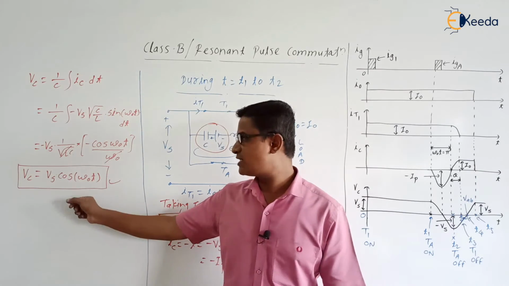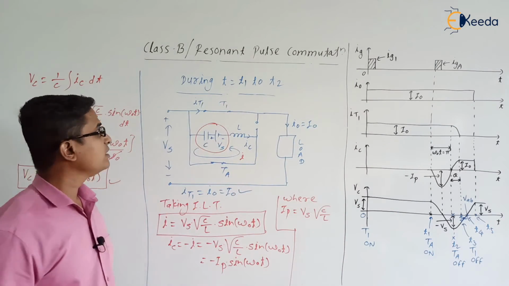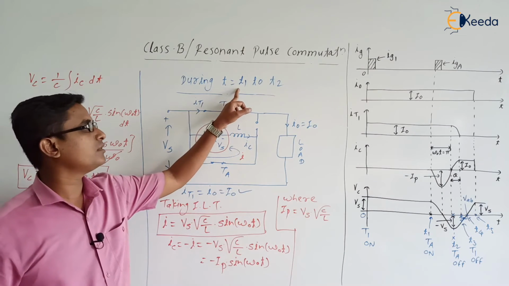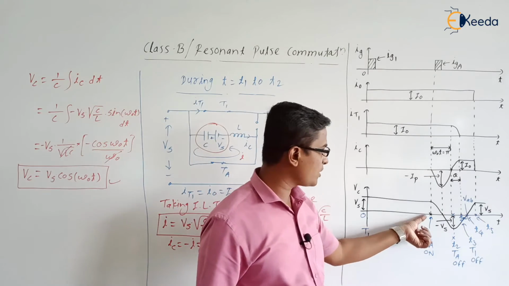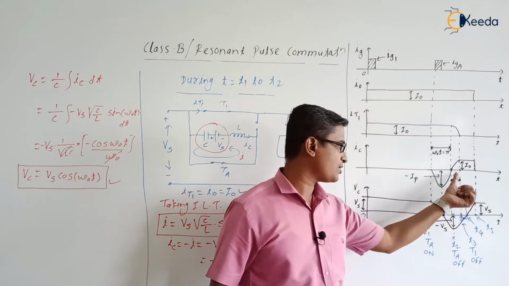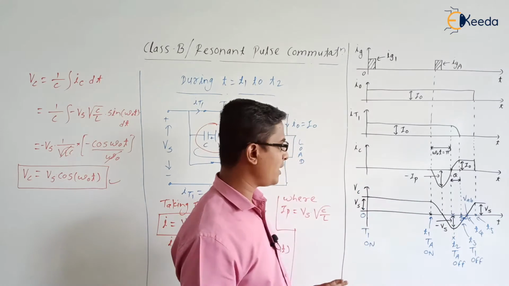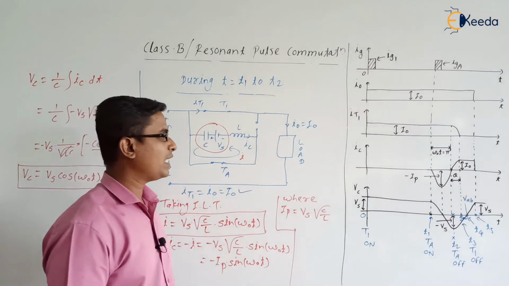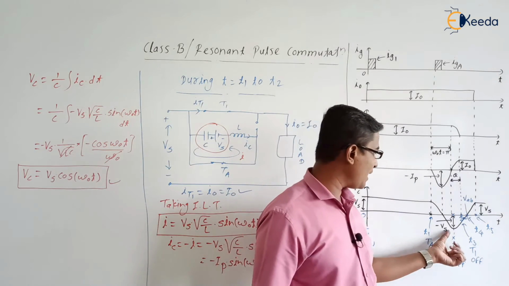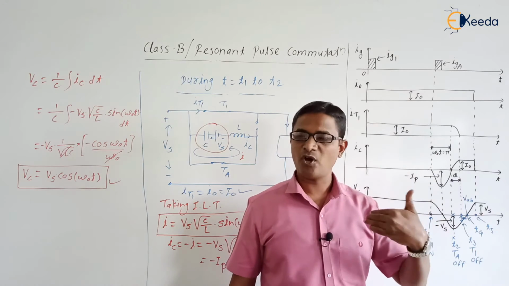But this expression of VC and this expression of IC is valid only after t is equal to t1. Means after t equals t1 we are having IC sinusoidal and VC cosinusoidal. Are you getting the point? This will continue till t2, right? Next, after t2 what will happen? Yes, after t2 the auxiliary thyristor will turn off, we already discussed.